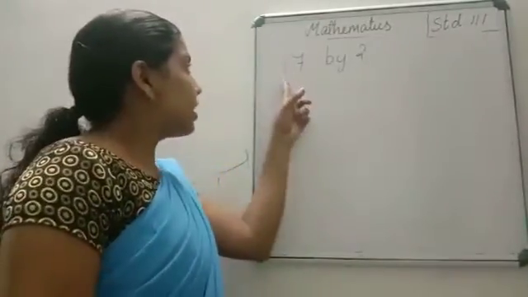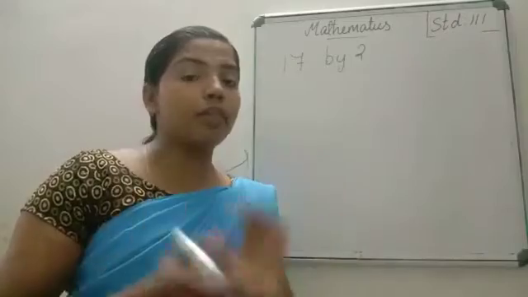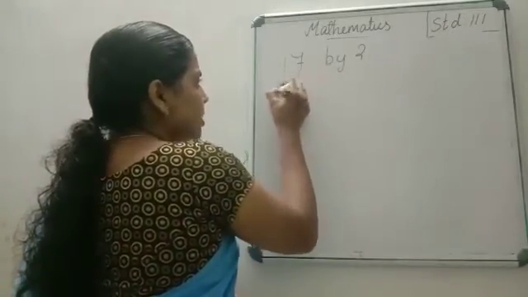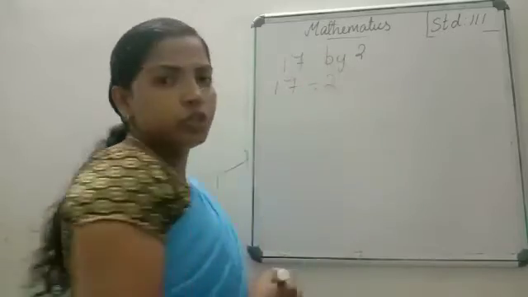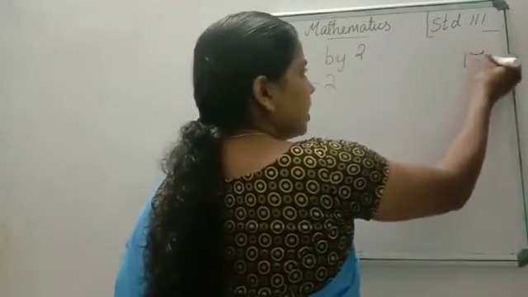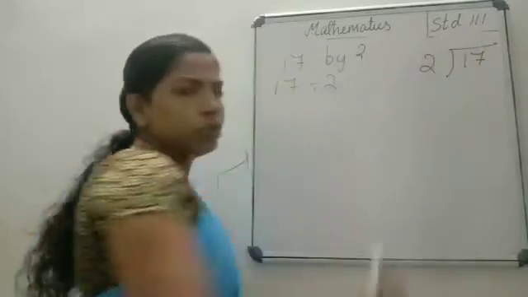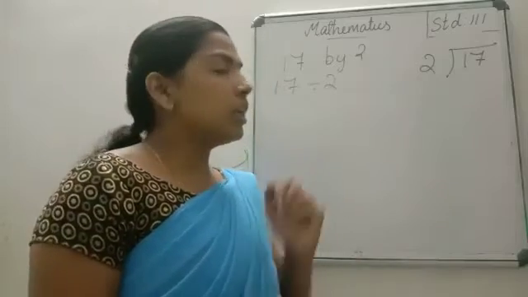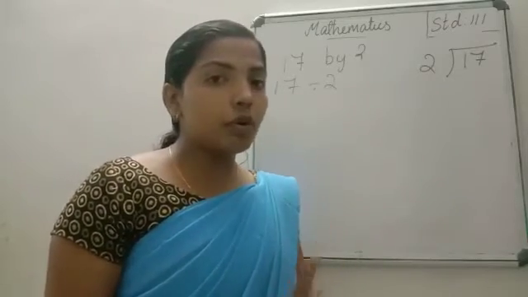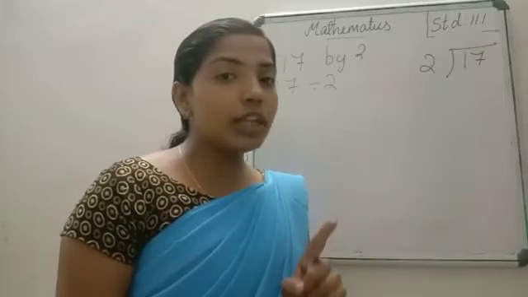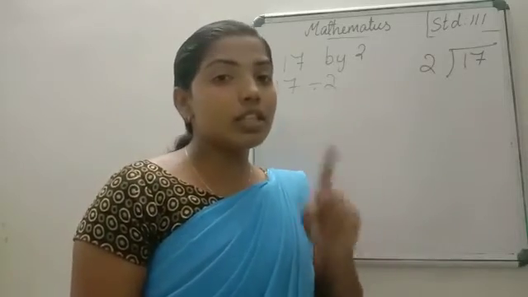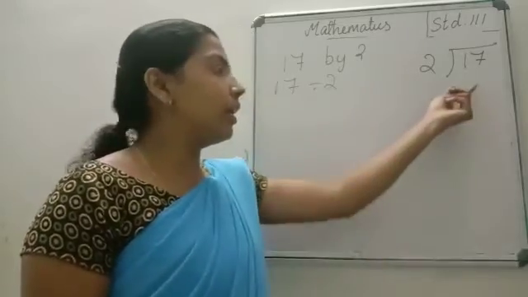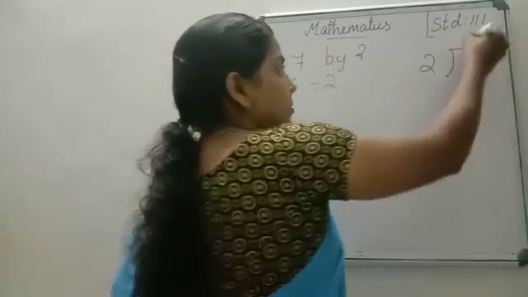Next question. 17 divided by 2. And you have to check the answer also. 17 by 2 can be written as 17 divided by 2. How can we do it? 2 into what is 17, or the number nearer to 17? 1 two is 2, 2 twos are 4, 3 twos are 6, 4 twos are 8, 5 twos are 10, 6 twos are 12, 7 twos are 14, 8 twos are 16. Number nearer to that. So how many times? 8 times.